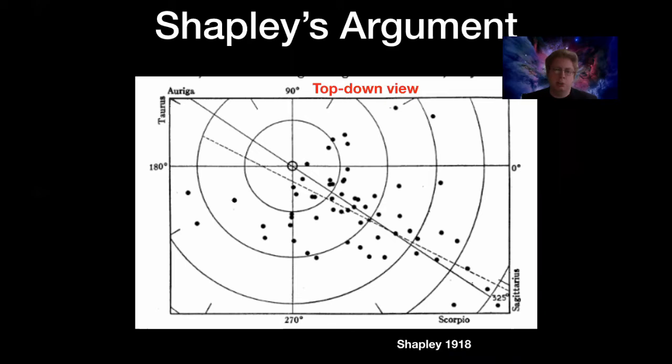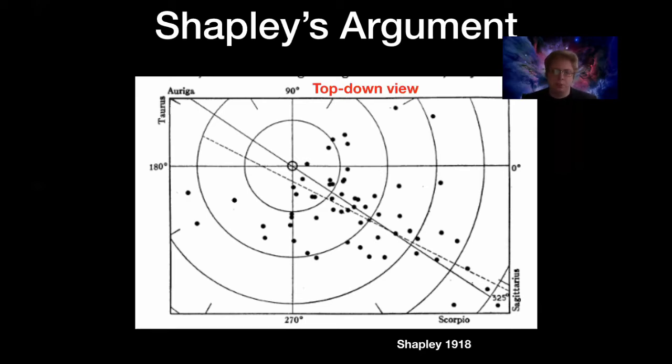So in the top left corner, there's a crosshair. That's the position of the Earth and the sun. And these black dots are the locations of the globular clusters. We're looking right now at a top-down view. And what Shapley found is that these globular clusters are not evenly distributed. They're only found in one direction preferentially, and that is a direction pointing towards the constellation of Sagittarius.